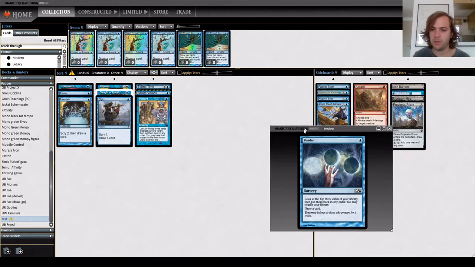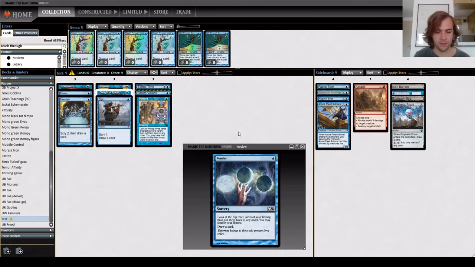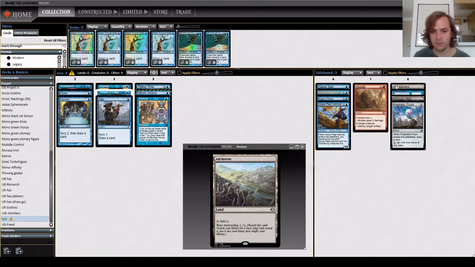So I have prepared here all the things that interact with cantrips, not only the shuffle effects. Of course, the first one is Ash Barrens, Evolving Wilds, just lands that shuffle your library.